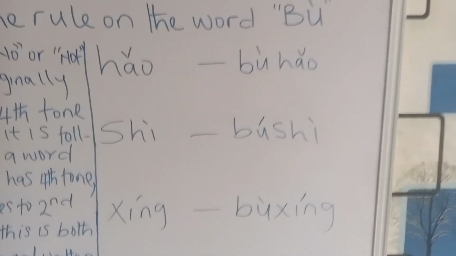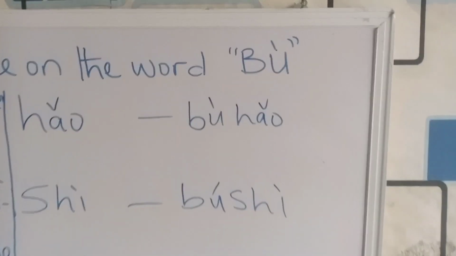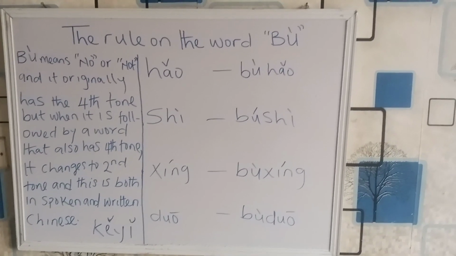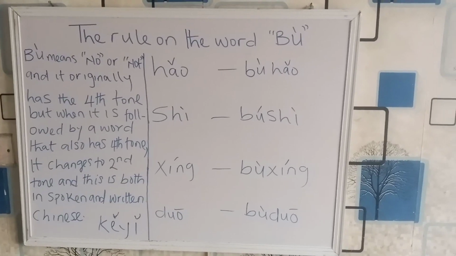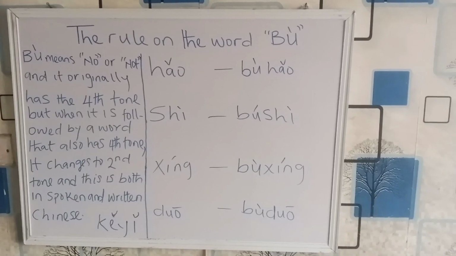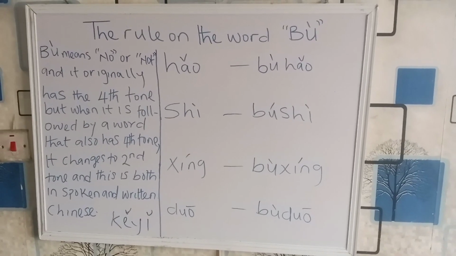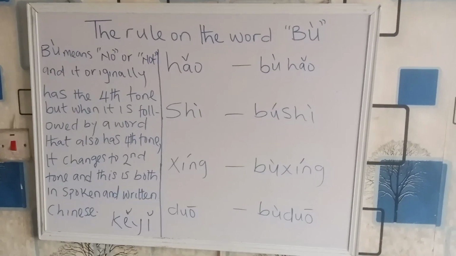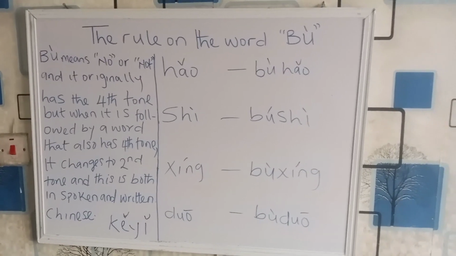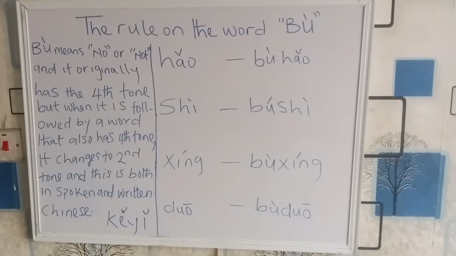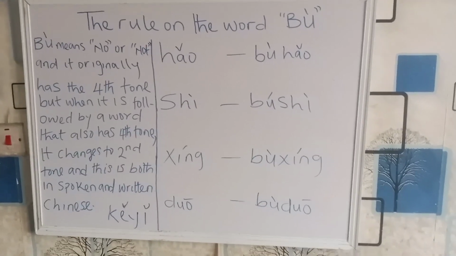So we are going to write the characters together. I hope this is very clear. 好 means good. 不好 means not good. 是 means to be. 不是 means not to be. 你是学生吗？我不是学生，我是老师。That is 是 and 不是. To be, not to be. 行 is okay. 不行 is not okay.